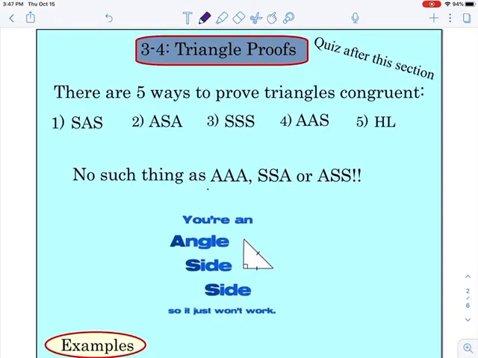There is no such thing as angle, angle, angle. And you can't have 3 angles congruent and prove that the triangles are congruent. You can't have side, side, angle. We've talked about that. And again, if you want to be literal here and you take that and you flip it around and you spell it the other way, same thing. You cannot have that, okay? It's just not going to work, okay? So you can't prove triangles congruent that way.